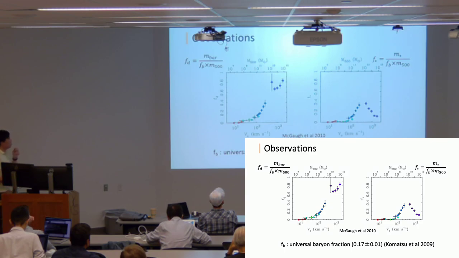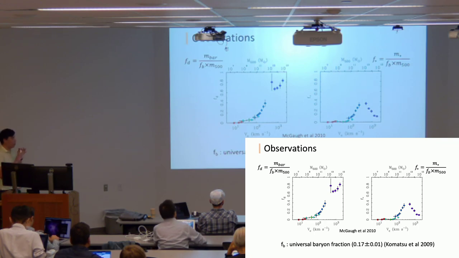Talking about the observation, we took the observation from McGaw. Basically, what we are trying to do is match the gas and the stellar mass in the halo at redshift zero. So we took these properties, the FD and the F star that I was talking about earlier. Basically, it's a fraction of the baryon mass to the universal baryon fraction multiplied by the M500. And then similarly for the F star, that's just the stellar mass component. So we are calibrating these two observations with the three parameters that are given in the Turn-Off Striker model.